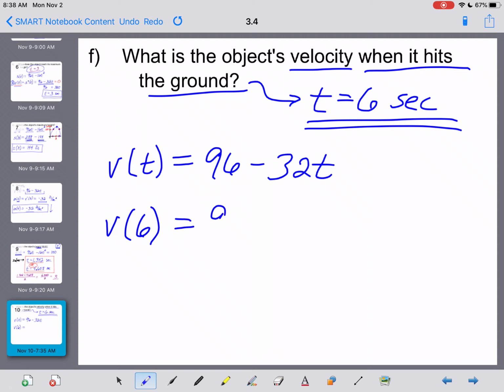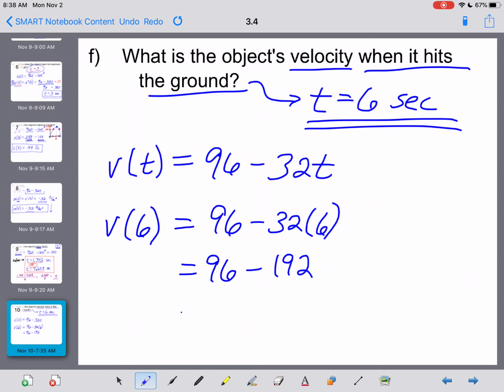And that is going to be 96 minus 32 times 6. Well, that is going to be 96 minus 192. That is going to get you negative 96. And since it's a velocity question, that's going to be feet per second.